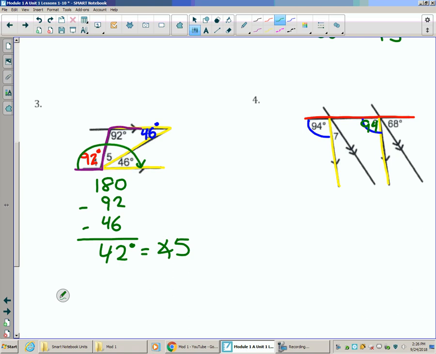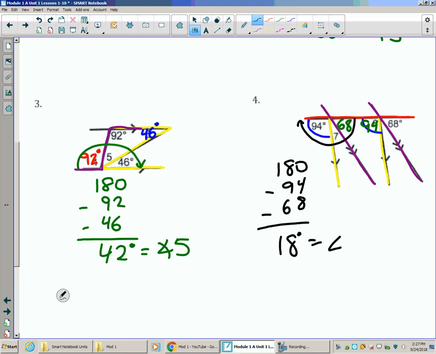And if I want to find number 7, I can do the same thing with that 68-degree angle. Here's the second pair of parallel lines, the purple ones. So if that 68-degree angle is between the purple and the red, that angle's got to be 68 degrees also. So lastly, if I add up all 3 of these angles that are on a straight line, I can subtract them from 180 to get the leftover measurement of angle number 7. So 180 minus 94 minus 68 will give us 18 degrees for angle number 7.